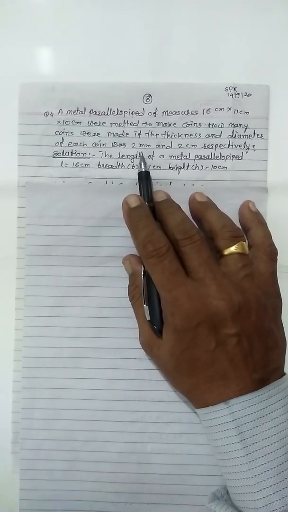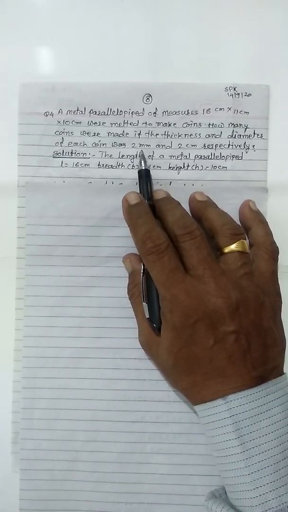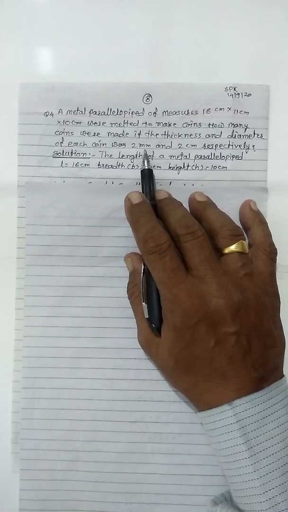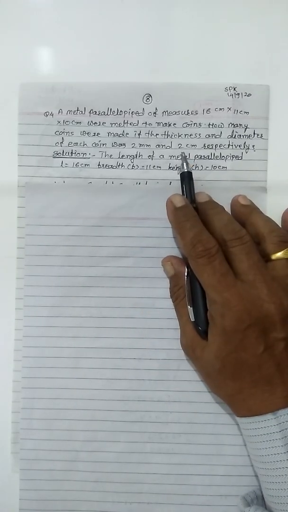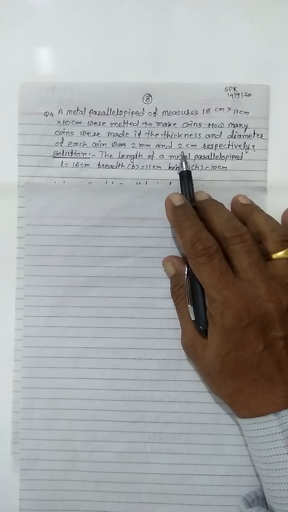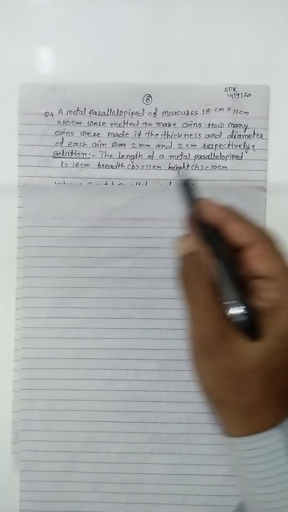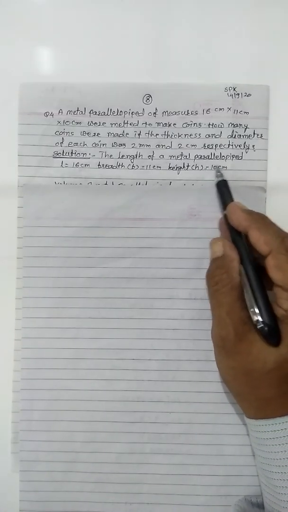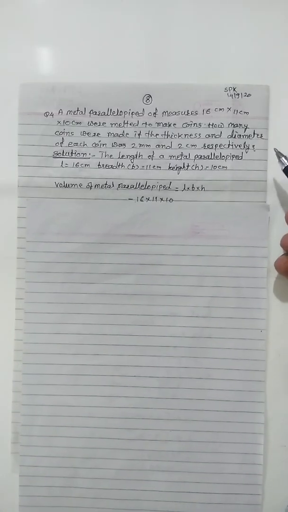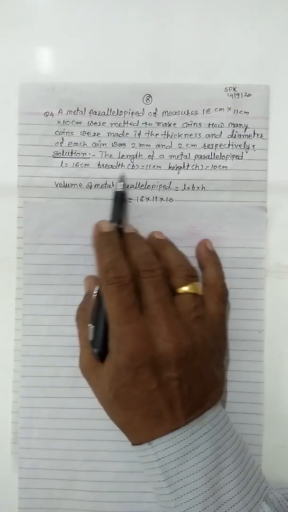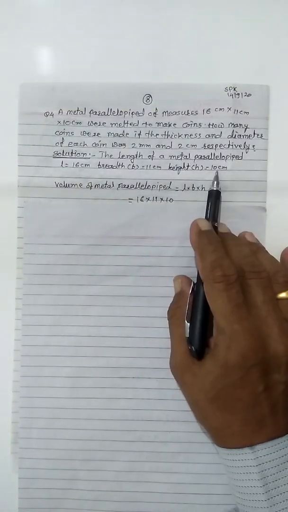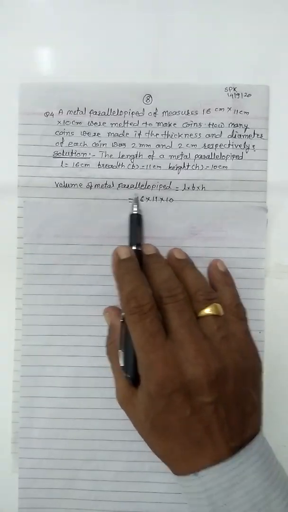See, thickness is 2 millimeter, means h equal to 2 millimeter, and diameter is 2 centimeter. That is, we can convert this diameter into radius, that is 1 centimeter. The length of the metal parallelepiped is 16 centimeter, breadth 11 centimeter, height 10 centimeter. Volume of the metal parallelepiped equal to length into breadth into height.